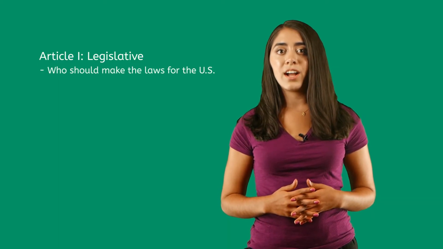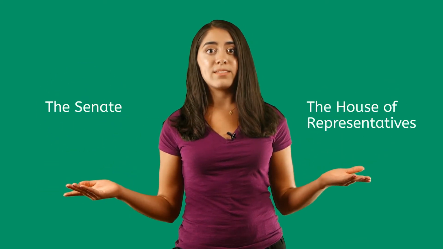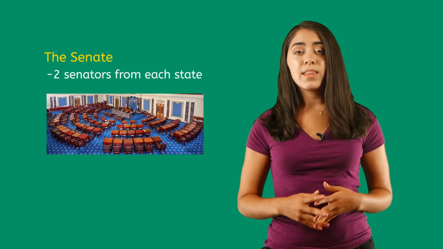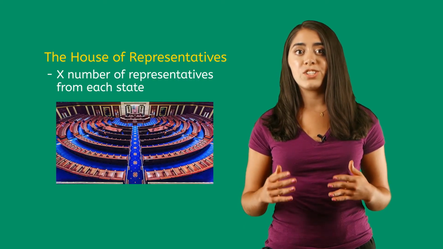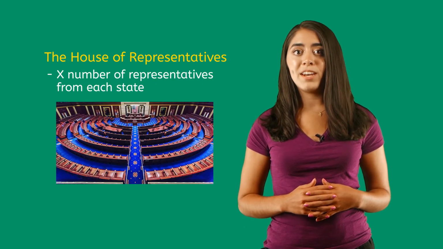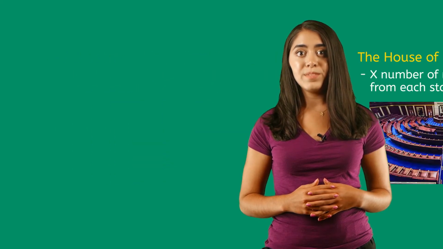Article 1 is known as the legislative article and talks about who should make the laws for the entire country. It describes that laws must be passed by Congress, which is composed of 2 groups, the Senate and the House of Representatives. The Senate is made of 2 senators from each state, and the House is made of a certain number of representatives from each state, depending on how many people live there. The majority of this article remains the same to this day.